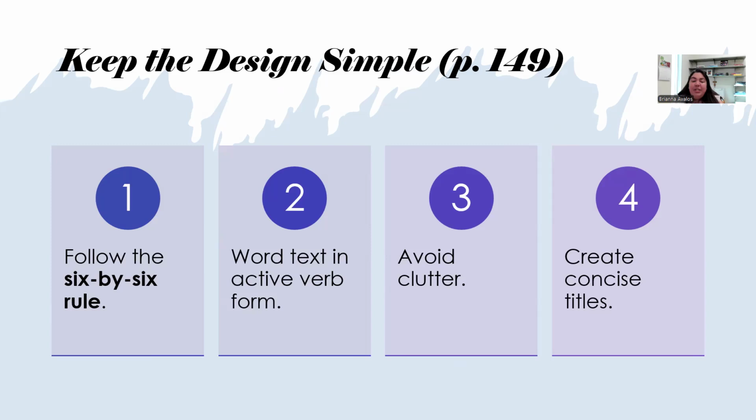Now it's good to keep the text in active verb form so you can have that consistency throughout. You want to avoid clutter. You don't want too much stuff happening that will distract your audience, maybe even distract you. And then you want to create concise titles. See how this one says keep the design simple, and then I have a page number from a different book. It just helps to alert the audience to what we're focusing on, but it's not too detailed.